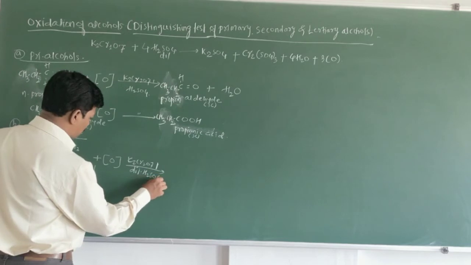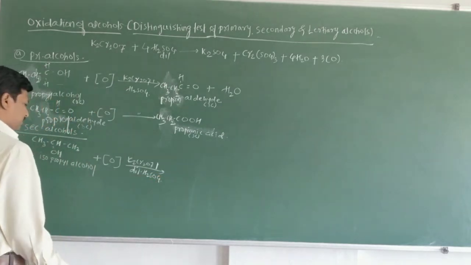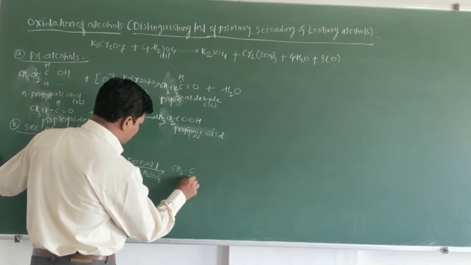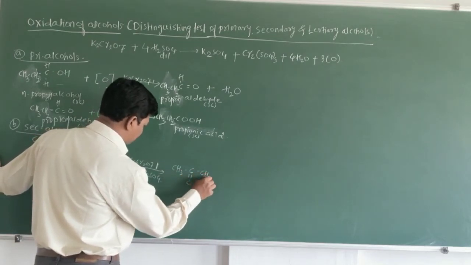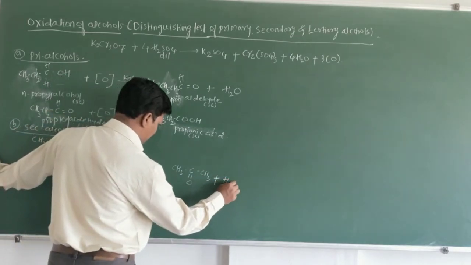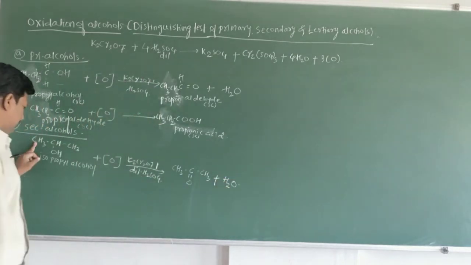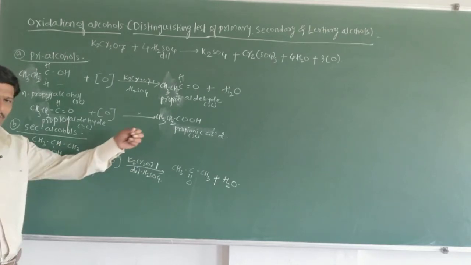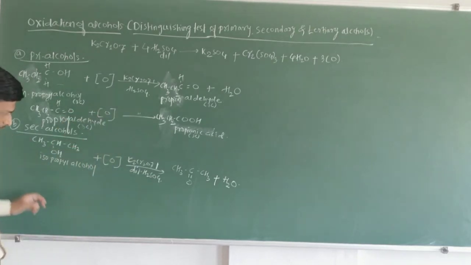Okay, so first of all, to form CH3 C double bond O CH3 here, a water molecule gets eliminated. So this hydrogen atom and this oxygen atom form the water molecule. So this should be the one step here.